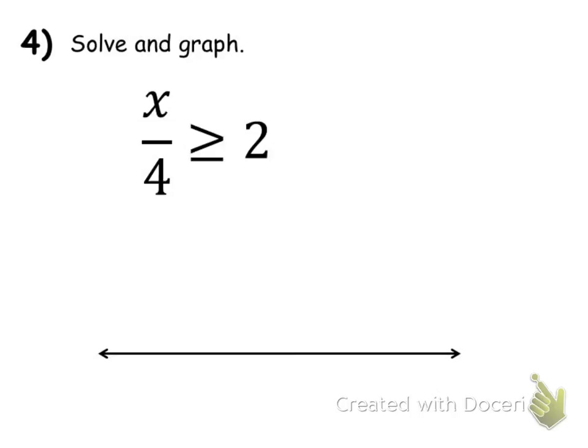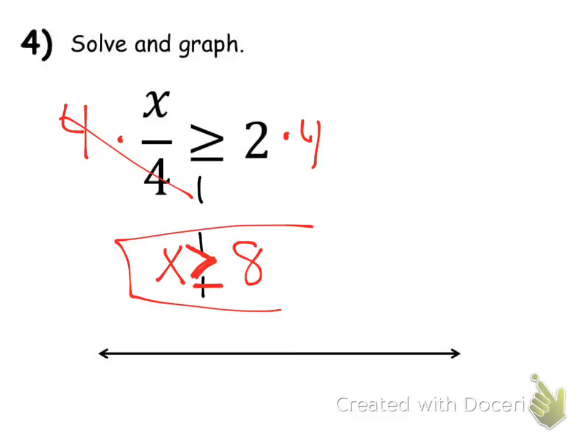How do I want to start this one? Yeah, here we want to undo dividing. You undo dividing by 4 by multiplying both sides by 4. Do I need to flip anything? No, we multiply by a positive, so no flipping here. Leave the sign the exact same. What's 2 times 4?